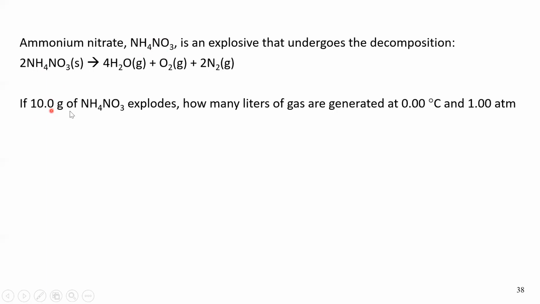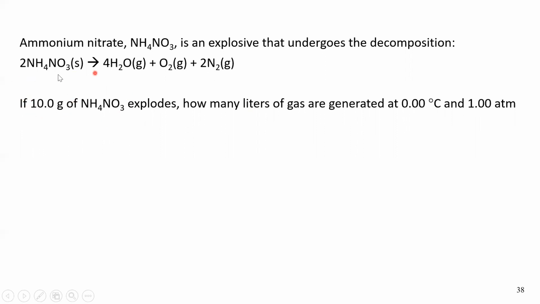So if 10.0 grams of ammonium nitrate explodes, how many liters of total gas are going to be generated at 0 degrees Celsius and 1 atm? All right, well, we have the grams of ammonium nitrate. We have the formula, so we can figure out the molar mass. We can convert grams of ammonium nitrate to moles.